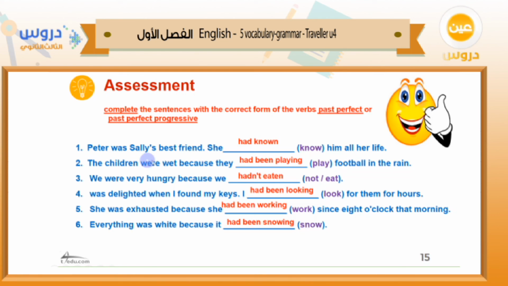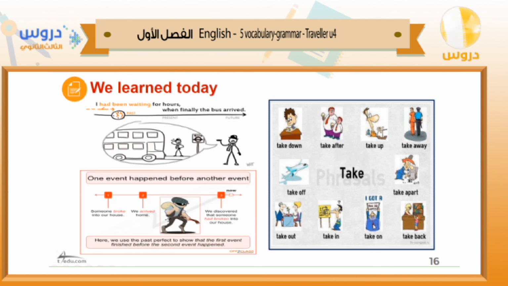Peter was Sally's best friend. She had known him all her life. The children were wet because they had been playing football in the rain. We were very hungry because we hadn't eaten, and I was delighted when I found my keys. I had been looking for them for hours. She was exhausted because she had been working since 8 o'clock that morning. Everything was white because it had been snowing.